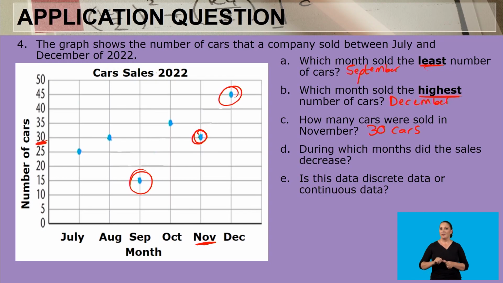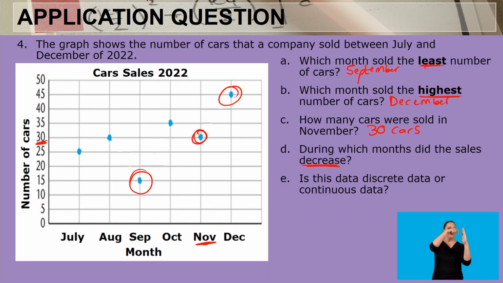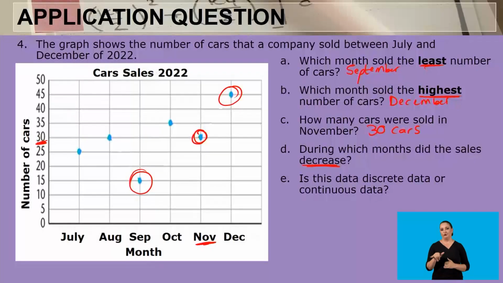The next question says, during which months did the sales decrease? Now remember, to decrease means that as our horizontal values are moving up, our vertical values are moving down. So we are going to look at where our points moved from being at a higher point in the vertical values to being at a lower point there. So which months is that?